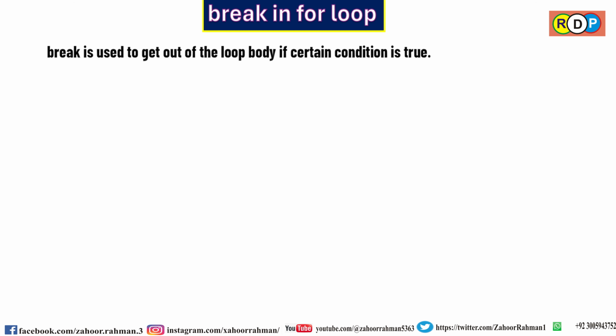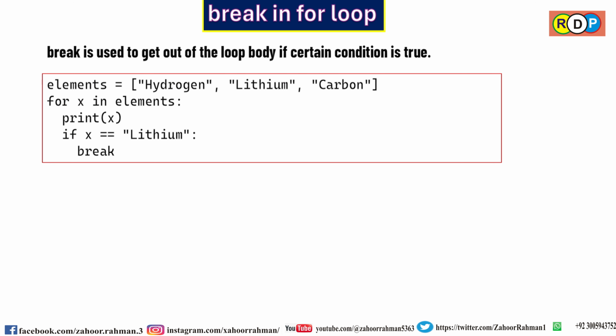Break is used to get out of the loop body if a certain condition is true. For that, let us run a program and understand it first. I'm taking that older program which was in the last lecture. Elements is a list in which there are hydrogen, lithium and carbon elements.